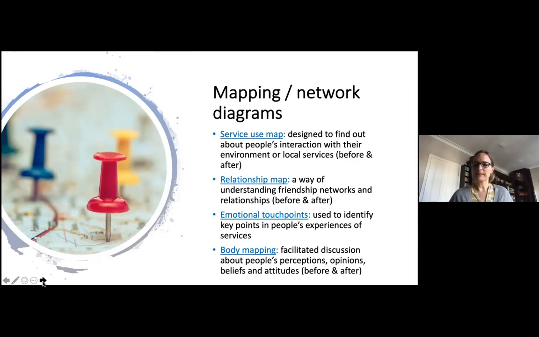And then body mapping is another exercise, which is literally a template drawing of a body, and you can use that to facilitate discussions about people's perceptions or attitudes, for example, towards lifestyle changes, how they see themselves, any kind of medical conditions that they're dealing with, and how they feel about that. And again, you can do before and after comparison.